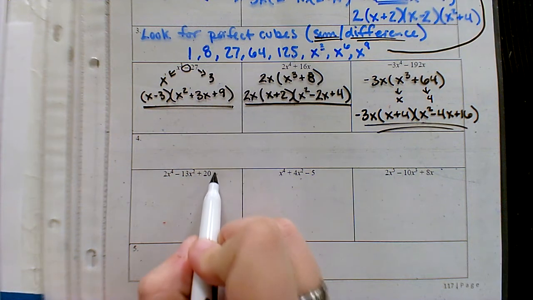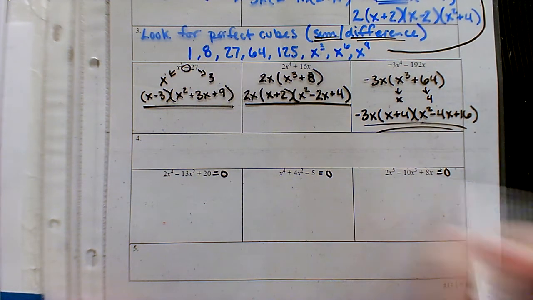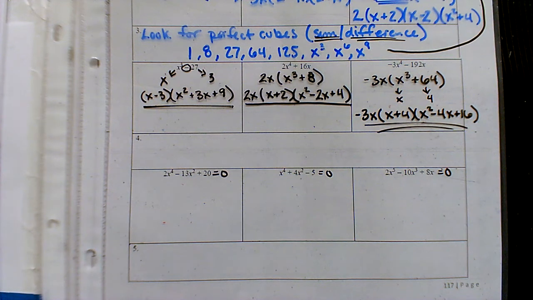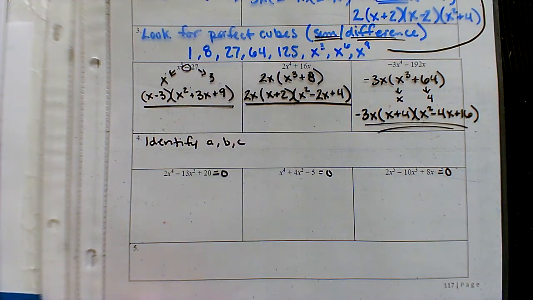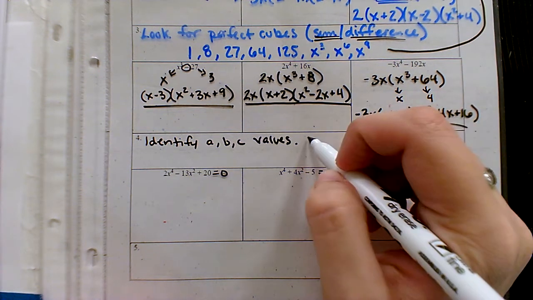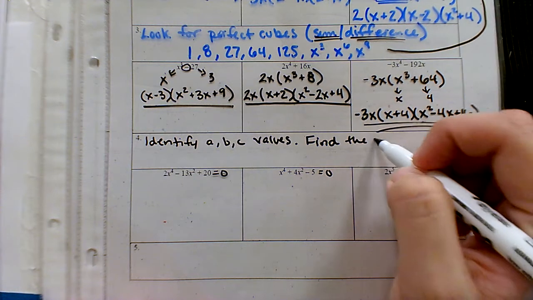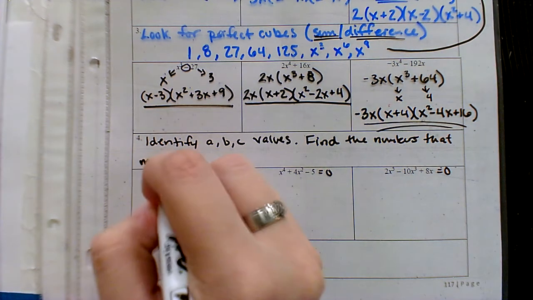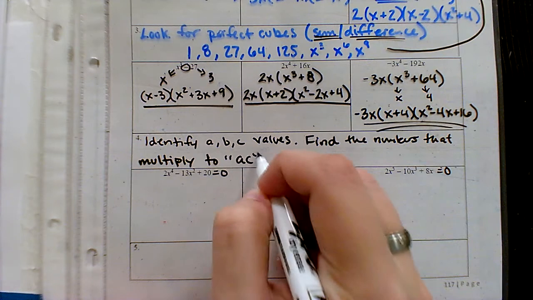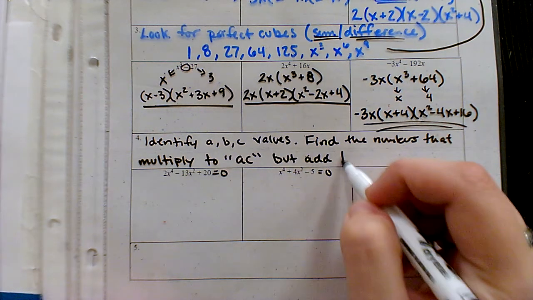Okay, so we're just going to go ahead and assume that these are equal to zero for now. We're going to talk about that idea in the next section, but we'll assume they're equal to zero. Do you know what you would do next, or is that what you would want to do first? Okay, so we're going to identify the A, B, and C values, and then find the numbers that multiply to A times C, but add to B.